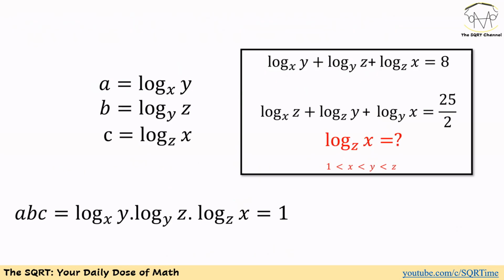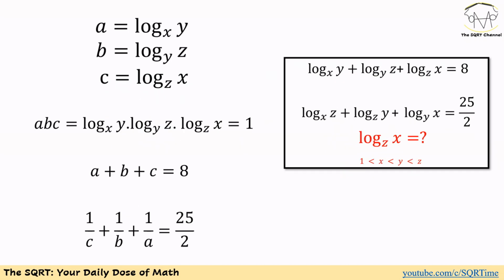To solve this problem, we are going to start with using some new notations. We are going to use a for log of y in base x, b for log of z in base y, and c for log of x in base z. With the new notation that we have for a, b, and c, if we multiply a by b by c, you can see that the answer is going to be 1 because of the chain rule that we have here.